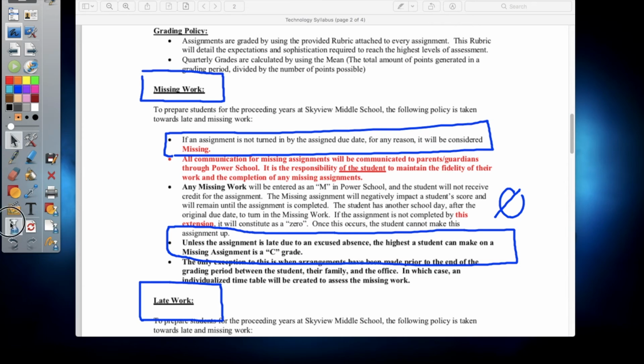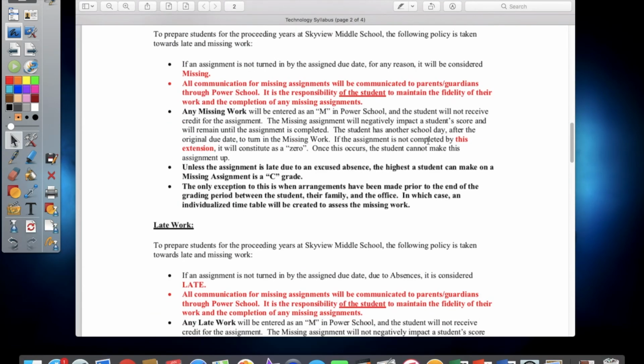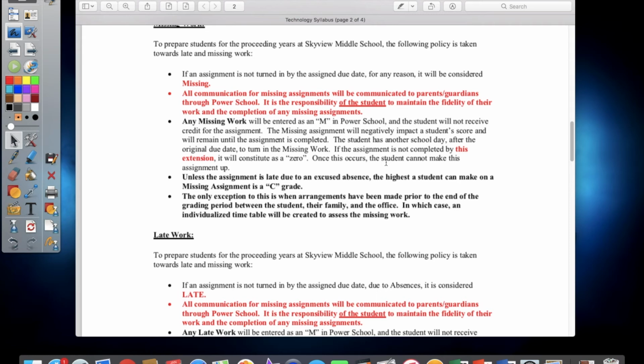Now, late work is a little bit different. Late work is basically when the assignment is missing because of an excused absence sort of situation. You have a doctor's appointment, you got sick, something necessary came up. In which case, if you're going to be providing me late work because of a reason, you need to message me immediately, so that way I know exactly what the situation is.